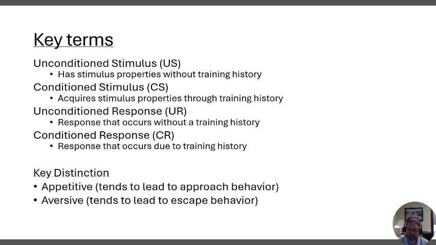Another key distinction that we need to appreciate here is that for organisms, things that are appetitive, in other words, things that we tend to work for that tend to lead to approach behavior, tend to work differently than things that are aversive. So the things that we tend to work to avoid or that tend to lead to escape behavior. So appetitive versus aversive, there's a lot of technical stuff you can unpack related to that, but it is a key piece to understand because it does seem to work differently. So keep that distinction in mind, appetitive versus aversive.